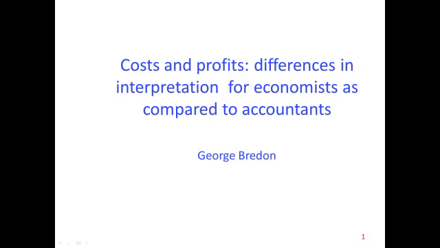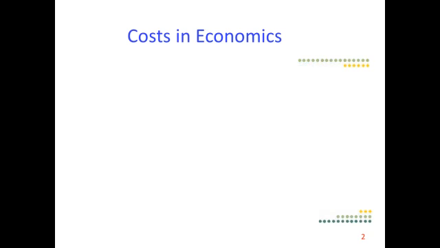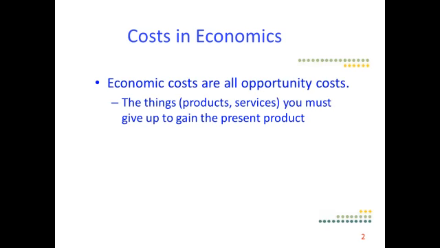Let's look at the different ways that accountants and economists look at costs and profits. First, let's look at the economist's view of costs. Now, economic costs, as we've said in earlier videos, include all opportunity costs, and that is the things that you have to give up to gain the present product.